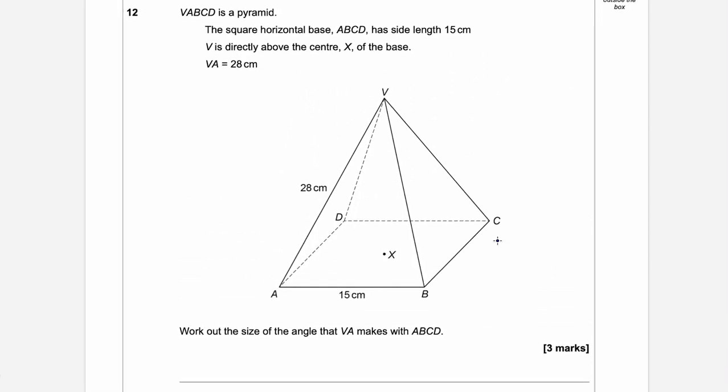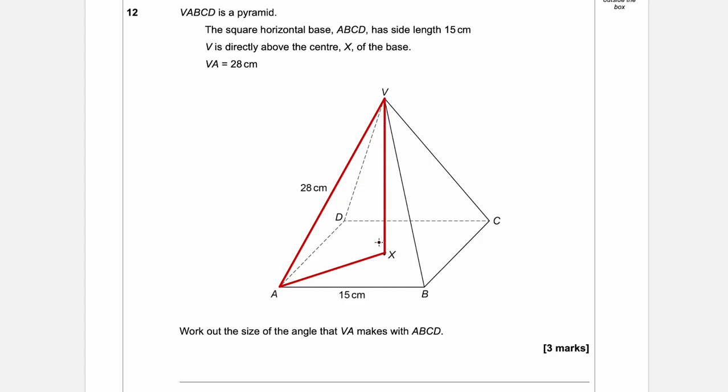Okay, pyramid. This is 15. This is the center. This is 28. Work out the size of the angle that VA makes with ABCD. Okay, so just so we're clear, guys. VA, draw a line from V to A. That's this line here. And then we have to go back directly underneath the V to find the triangle that will essentially give us the angle.